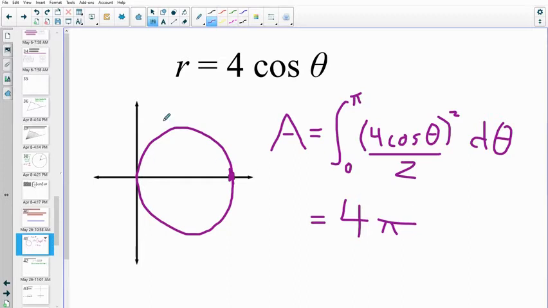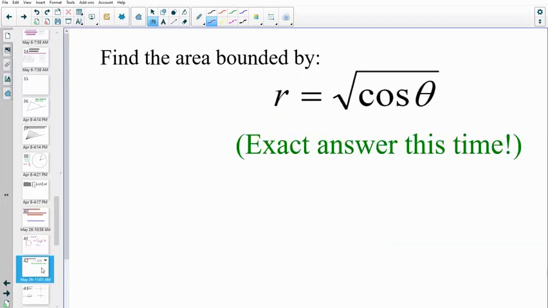If I've got a circle with the radius of 2, like I've got here, pi r squared is pi times 4, which is 4 pi. So, well, I don't know if any of you were doubting this anyway, but there we go. This actually does work. Let's take a look at a different one.